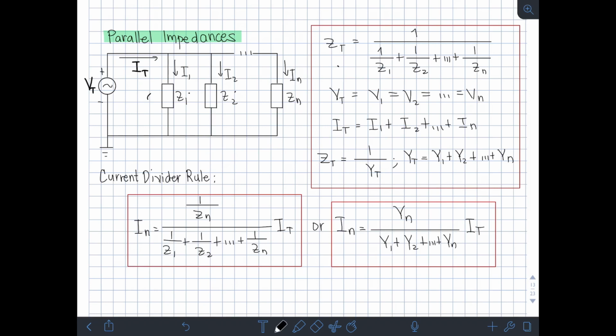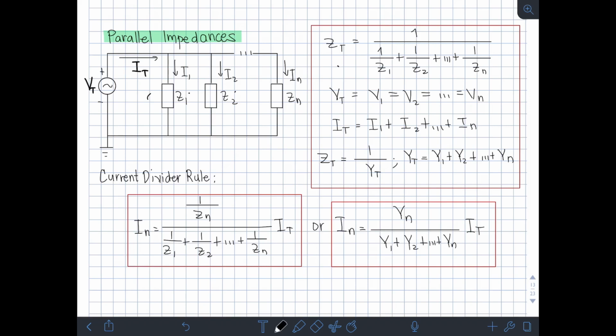Or another formula daw for the total impedance is, so, di ba alam natin na dun sa previous video ko about admittance, it is the reciprocal of impedance. So, therefore, Zt is also equal to 1 over total admittance, where yung Yt can be the sum of the individual admittances noong ating parallel circuit. So, Yt is equal to Y sub 1 plus Y sub 2 plus ... plus Y sub n.